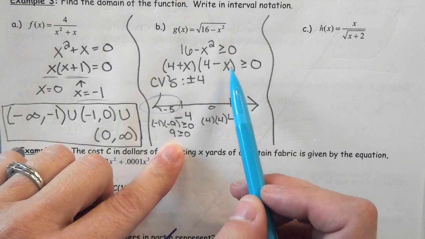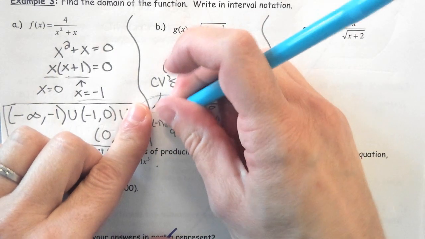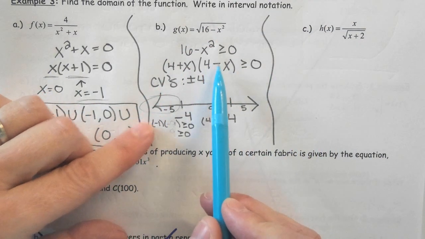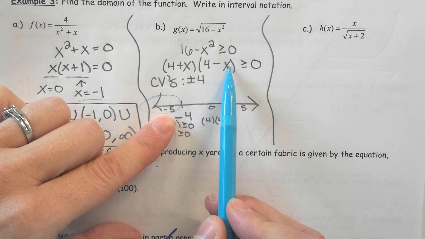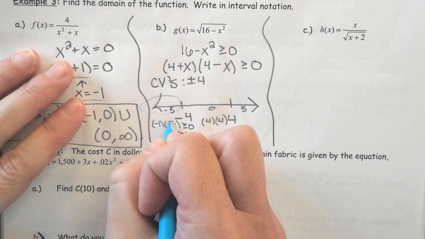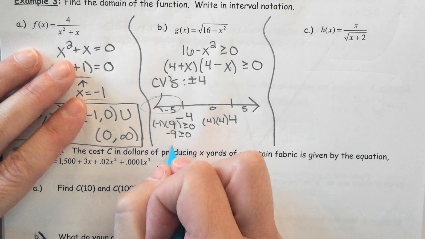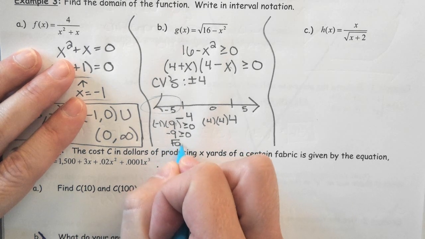Hold on. Oh, I see what I did. This should be a positive 1. I was going to say that shouldn't work. 4, and this is minus negative 5. Minus negative 5 is really what? Plus 5. So this is a positive 9. So this is negative 9 is greater than 0. Is that true? No. So this one is false.